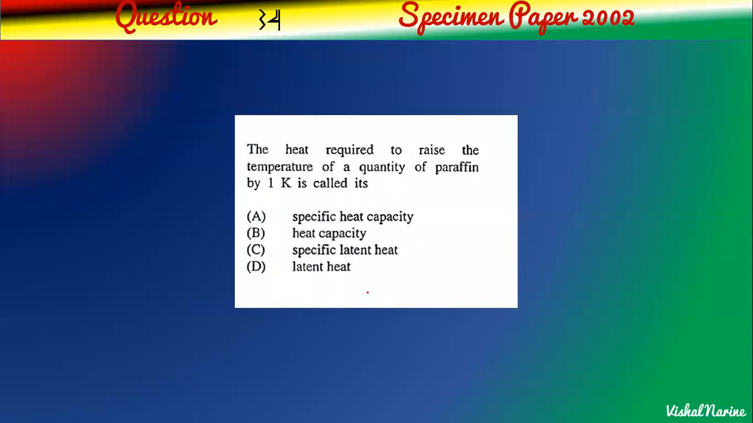34. The heat energy required to raise the temperature of any quantity of paraffin by 1 Kelvin is called heat capacity. If the mass was specified, then we could have said it is a specific heat capacity. But because it is saying of any quantity, then it is heat capacity.